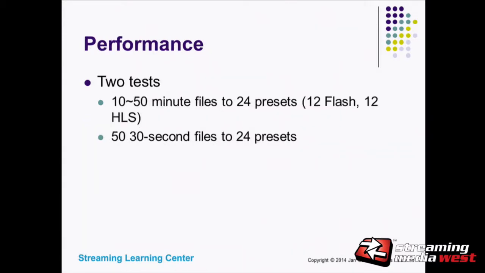Now, performance was a little bit of a different story. What we did here is we tested two 50-minute files that we encoded to 24 presets, and that was 12 Flash, 12 HLS. So that was our episodic test run. And then we tested 50 30-second files to 24 presets, and that's kind of our 30-second advertising. And we ran these through the different cloud vendors at least twice, and then averaged the scores.